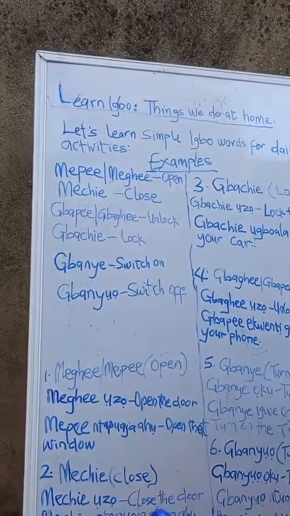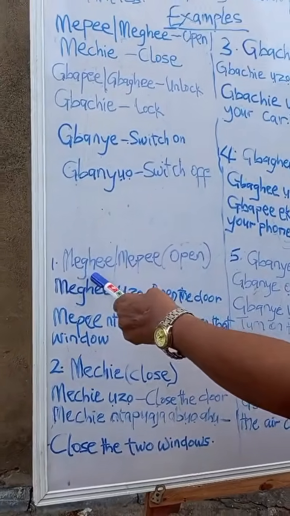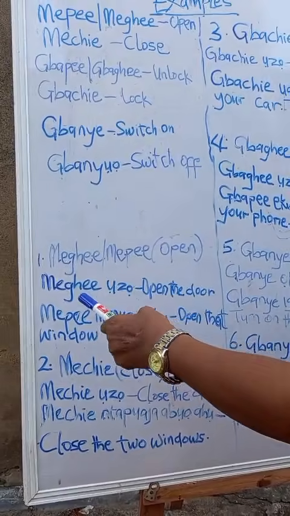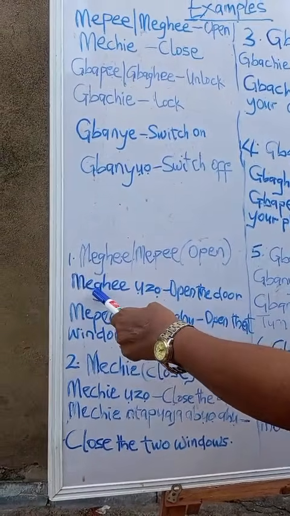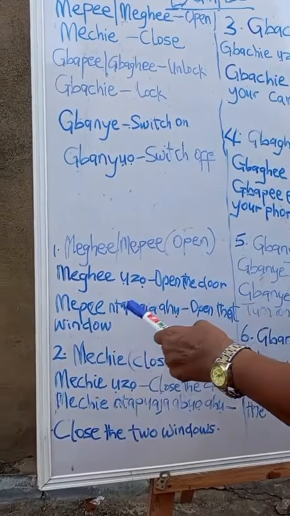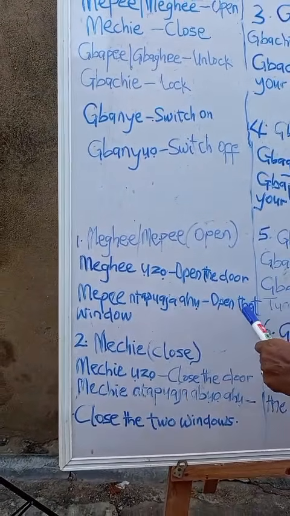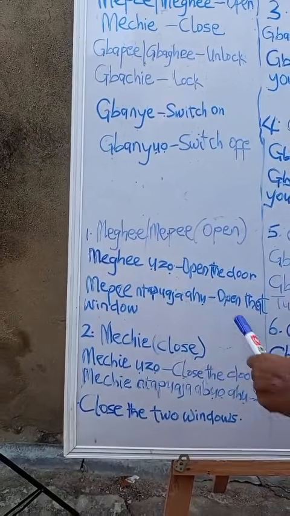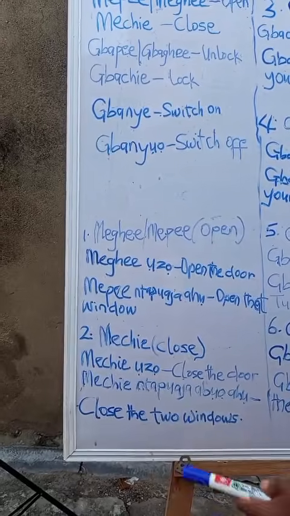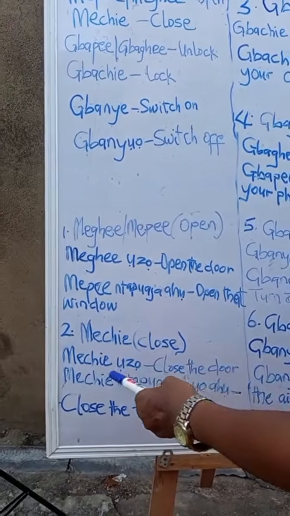Now let's make sentences with them. Number 1, meghe or mepe, open. Meghe ụzọ, open the door. Mepee ntapu aja ahụ, open that window. Ntapu aja is window.